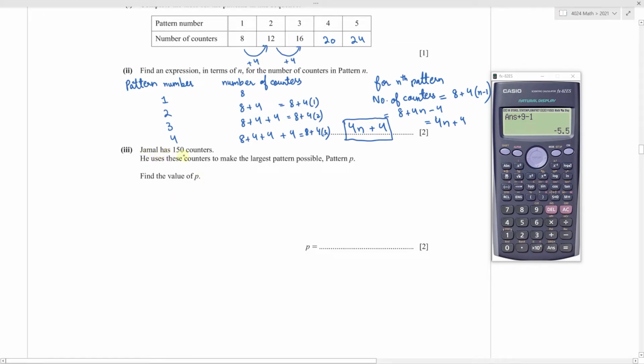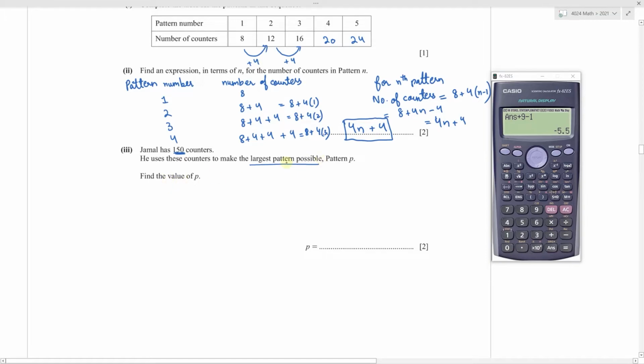Part 3 is Jamal has 150 counters. He uses these counters to make the largest pattern possible, pattern P. Find the value of P. So your pattern number is now P. So I'll substitute P here. And how many counters are used? 150 counters. It doesn't necessarily mean that all 150 are used. It could be you have used 140 something. So we have to find what is the largest possible pattern that can be made from 150 counters.